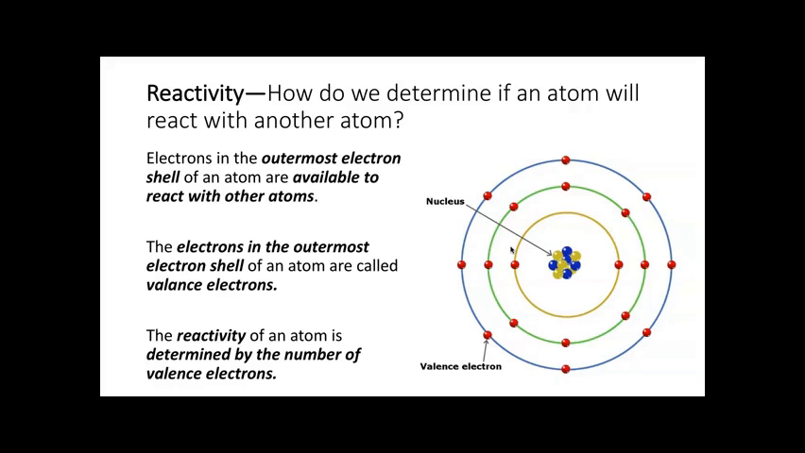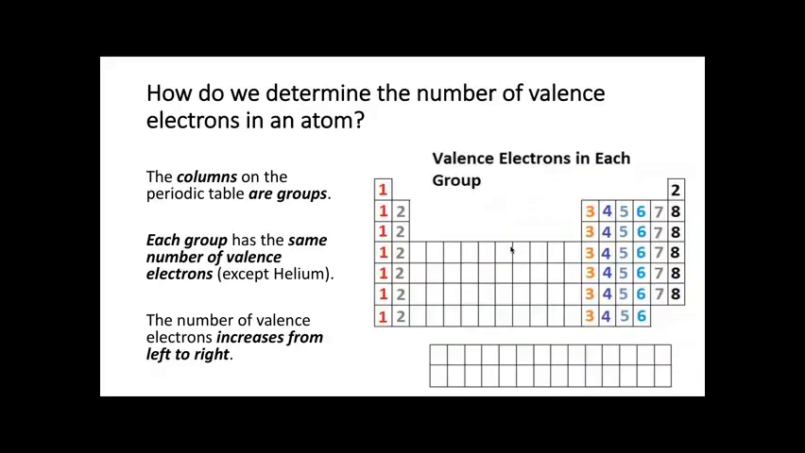So the reactivity of an atom, being able to tell which atoms it's going to react with and how reactive it's going to be, you can basically get a gist for that just by knowing the number of valence electrons, which is, again, the number of electrons in the outermost electron shell. Then we would go through and discuss how you tell the number of valence electrons in each atom.